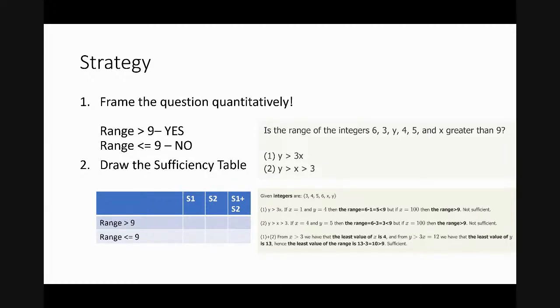The first statement says that y is greater than 3x. Now, if you take x as 1 and y as 4, because 4 is greater than 3, in that case, the range will be 6, which is the largest integer, minus 1, which is 5, but 5 is less than 9, right? So is the range greater than 9? No, it is not. So I have some support for this statement, right? So the range is less than 9.